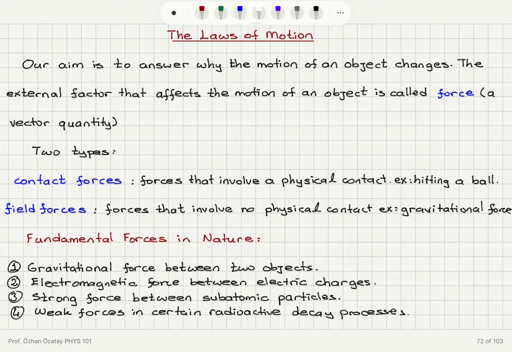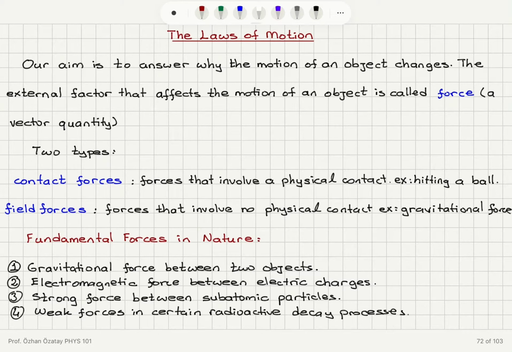And we have two types of forces. We have contact forces. These are forces that appear when an object is in physical contact with another object. For example, if you hit a ball, you have a physical contact with the ball. When you lean onto a wall, there is a physical contact between you and the wall. You exert a force on the wall, and the wall exerts a force on you. These are contact forces.